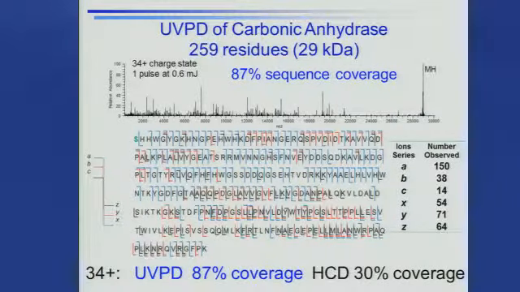Here's a slight step up to carbonic anhydrase, which has 259 residues and about 29 kilodaltons. And this fragmentation pattern here can be mapped based on the entire alphabetical structure, or sequence, of the protein, with all the cleavage marks coded to show whether you're forming a, b, c, or x, y, z ions, or combinations of both. And it ultimately resulted in 87% sequence coverage.